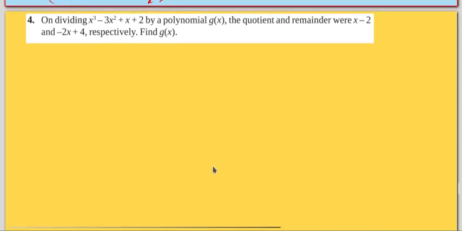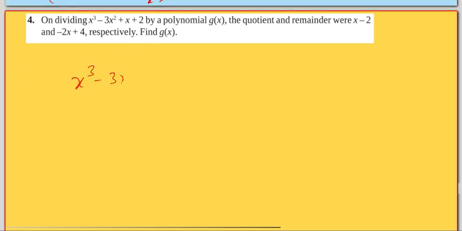Next question. On dividing this polynomial by g of x, the quotient and remainder were x minus 2 is the quotient and minus 2x plus 4 is the remainder, they are telling. We need to find g of x. That means x cube minus 3x square plus x plus 2, this is our polynomial. We are dividing by g of x. G of x is not given anything. Okay, we are dividing by g of x. Quotient and the remainder are respectively. That means the first one is the quotient, the second one is the remainder.